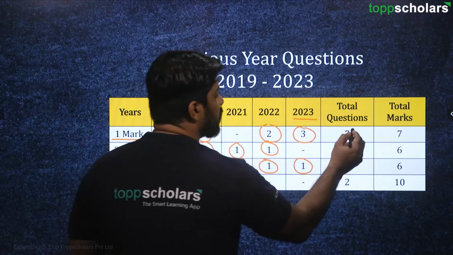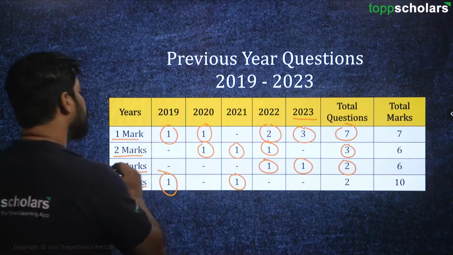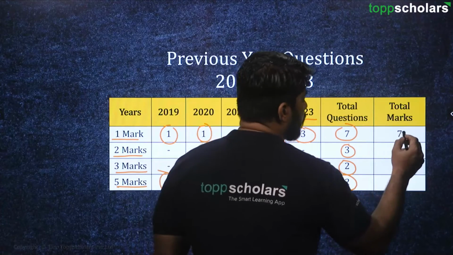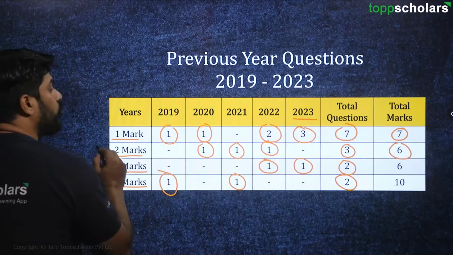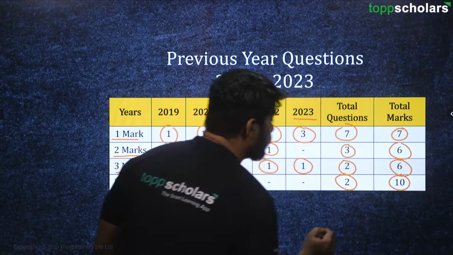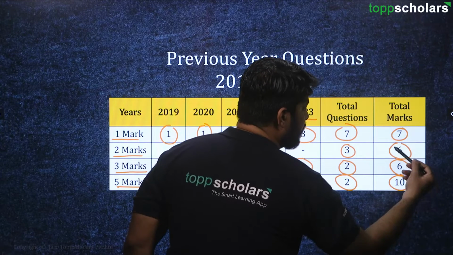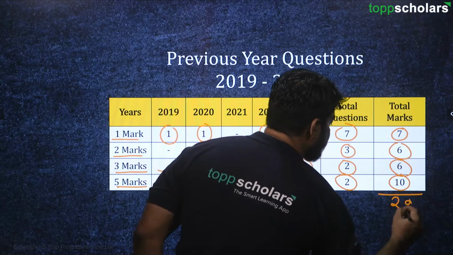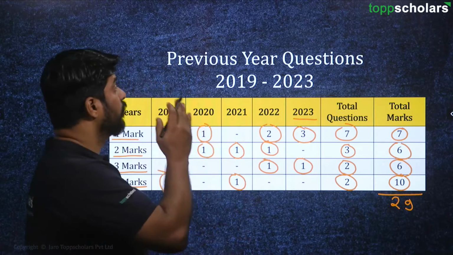And in this way, we have got 7 questions of 1 mark, 3 questions of 2 marks, 2 questions of 3 marks and 2 questions of 5 marks. In total, that is 7 marks for 1 mark questions, 6 marks for 2 mark questions, 6 marks for 3 mark questions and 10 marks for 5 mark questions. So in total, we have 7 plus 6, that is 13, 13 plus 6, that is 19, and 19 plus 10, we have got 29 marks. So in the last 5 years, we have got 29 marks of questions from this chapter.